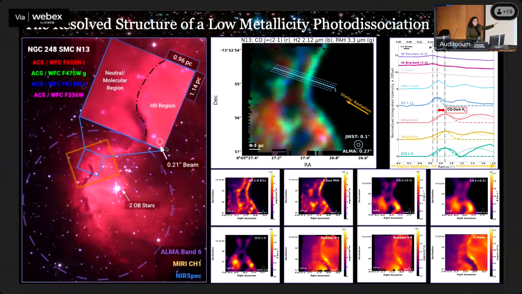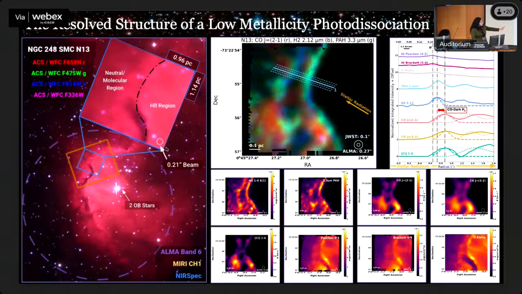So this PDR is the N13 PDR. It sits within the SMC at around 0.2 solar metallicity. We target this object with ALMA and NIRSpec, so we reach sub-parsec scales in this region for the first time in an extragalactic region. And so actually, this work offers the first resolved maps of a low metallicity photodissociation region, which we can do now with JWST.